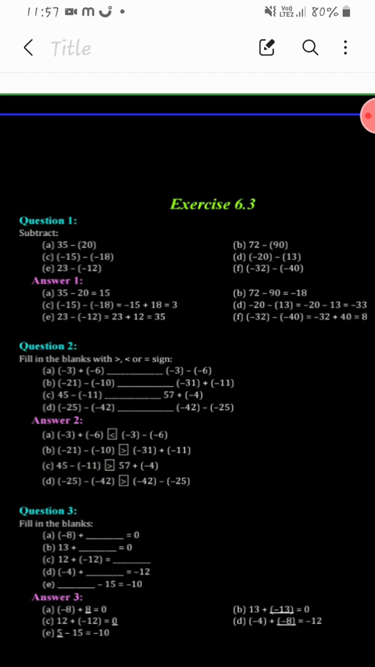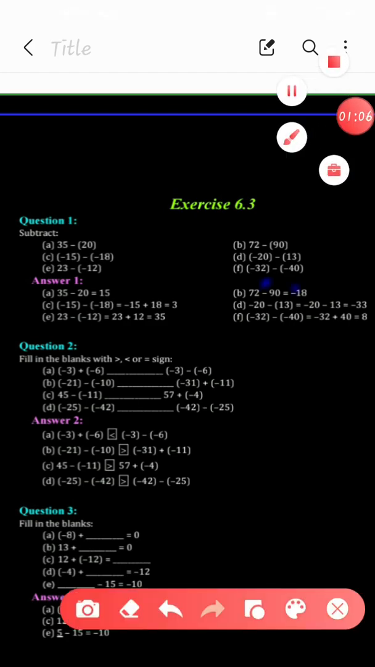Then question 1b, 72 minus 90. In the same way a positive number is given, so 72 minus 90: positive and negative gives negative, so 90 minus 72 will be 18. Since 90 is the bigger digit, we have to put the minus sign before 18.